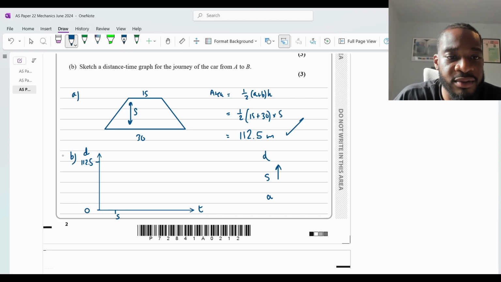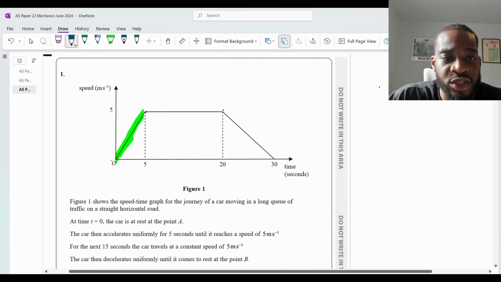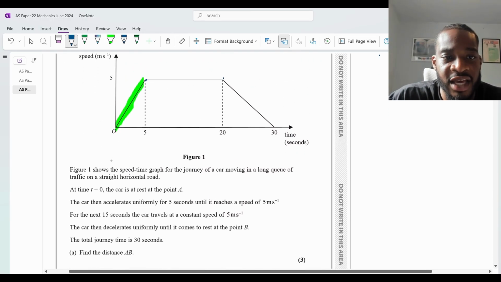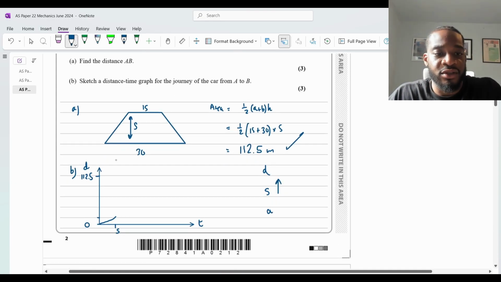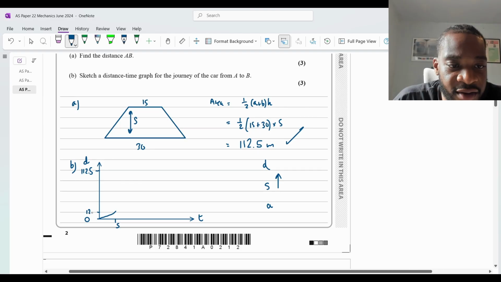Let me just do it a bit lower. So let's just say it's like that. That is for the first 5 seconds of the journey. And what distance does it travel in those first 5 seconds? It's just going to be the area of this triangle, which is half times 5 times 5, isn't it? Half of 25, which is 12.5. So we can just say this is 12.5 over there.